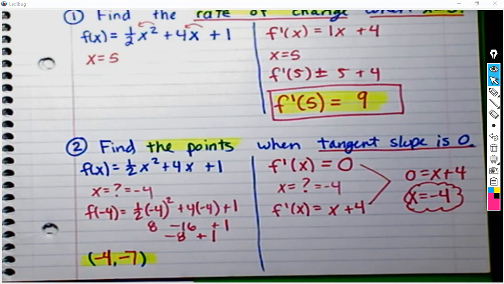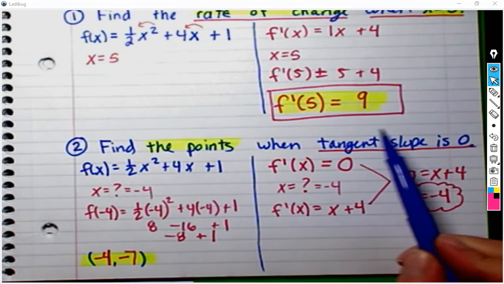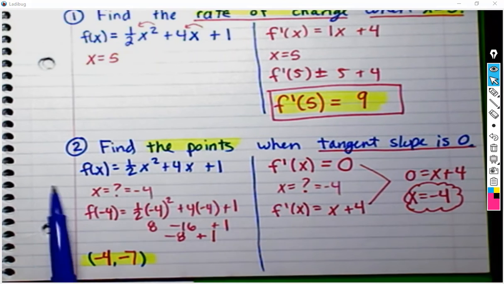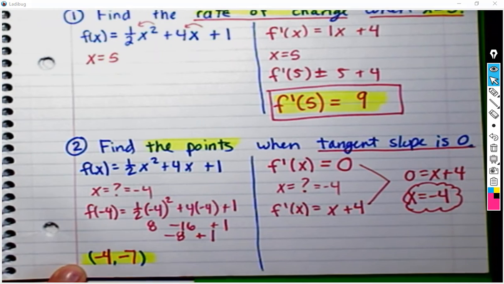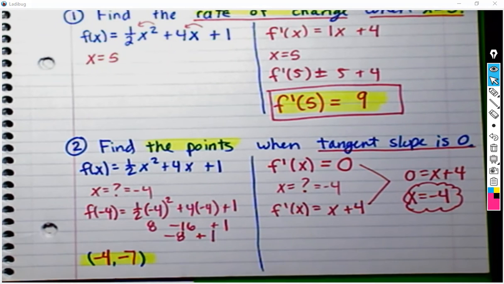Okay. I can't tell you which pieces are going to be missing. You just have to separate your information and try to put together pieces that are equal to find whatever it's asking for. Find the rate of change. Okay, that's the f prime. Find the points. Those are always points on the graph, which is the original.